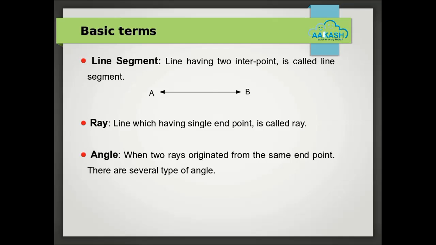Line segment. Part of a line lying between 2 points is called a line segment. Here AB is a line segment. Ray. A line having a single point that goes infinitely in one direction is called a ray. Angle. When two rays originate from the same endpoint, then an angle is formed. There are several types of angles.